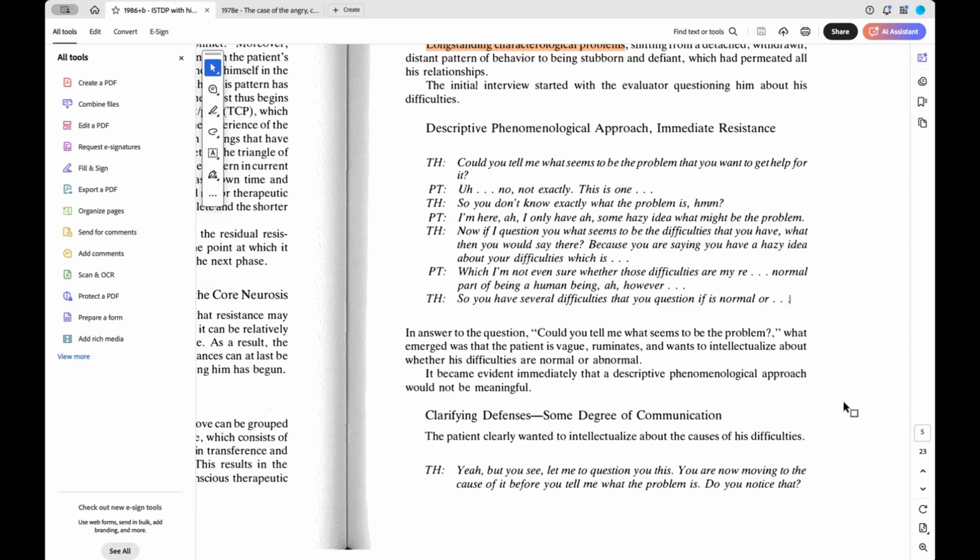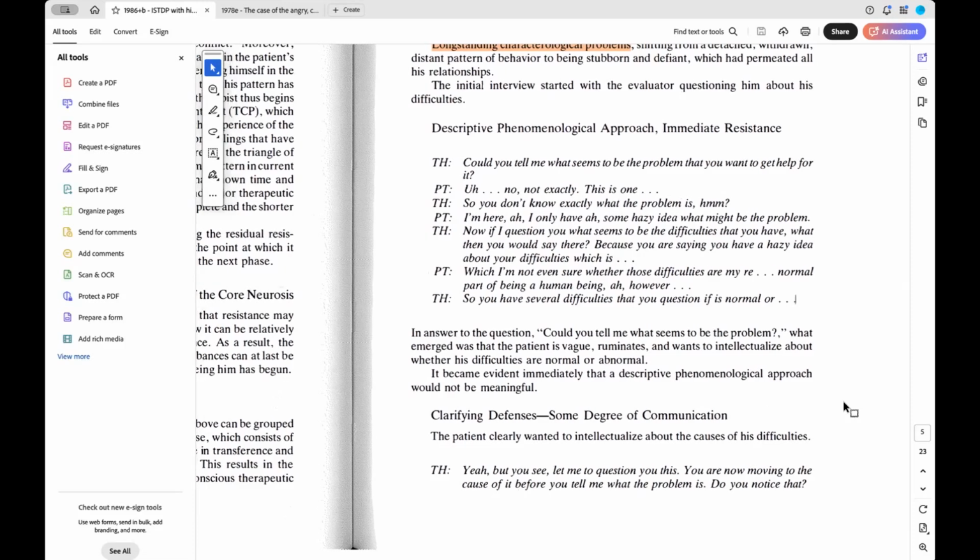I also want to say about this that Davanloo is not introducing anything extra. There's no therapist lingo, no extraneous theories. He's sticking with the brass tacks of what the patient is actually saying and the immediate inference that can be made. Even his opening, "Could you tell me what seems to be the problem that you want to get help for?" It's conversational and down to earth. It's free from therapist speak.